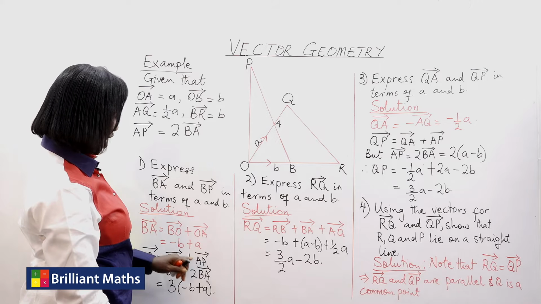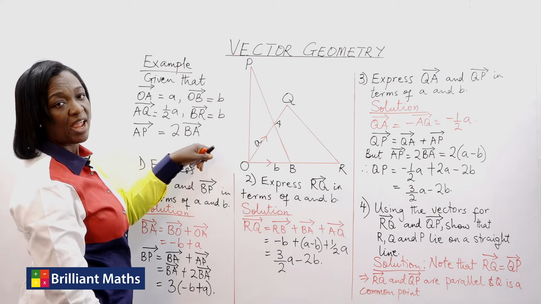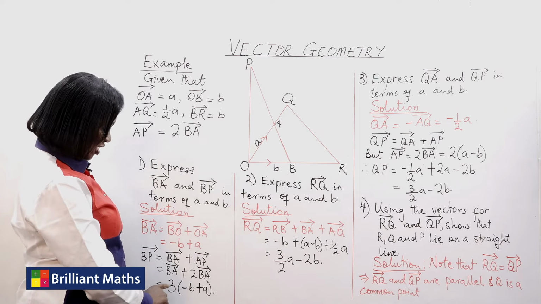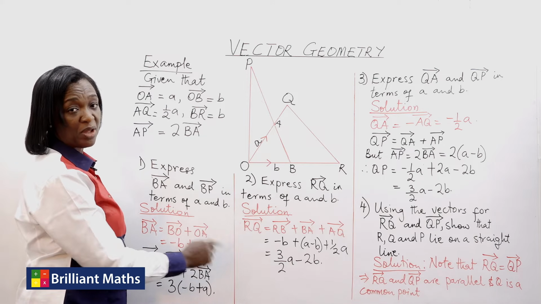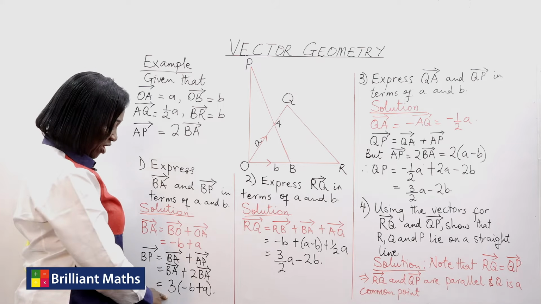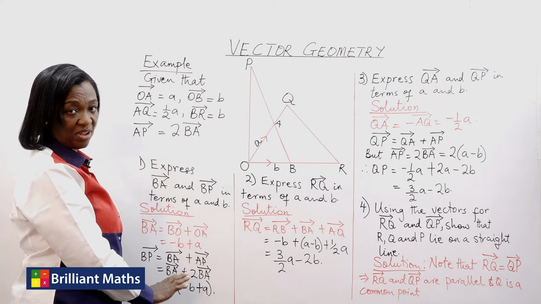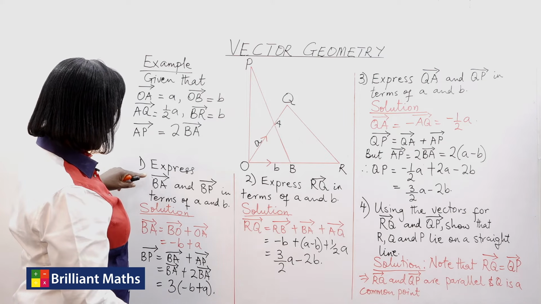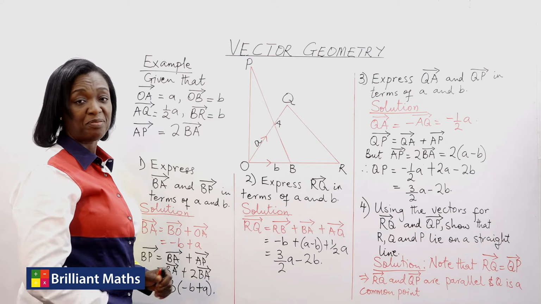And also, AP is 2BA. So BP will be 3BA. And BA is minus b plus a. So that will be 3 into minus b plus a, or 3a minus 3b. So keep that. We've been able to express BA and BP in terms of a and b.